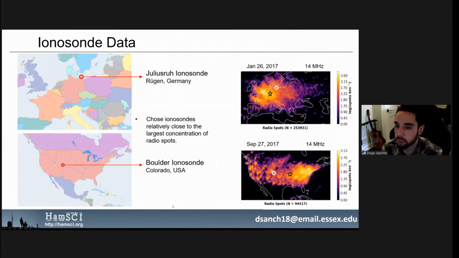So next we used ionosonde data as another source to compare our ham radio plots to, specifically the foF2 data. We tried finding ionosondes that were relatively close to the largest concentration of radio spots. For North America, we used Boulder, and for Europe, we used Juliusruh.